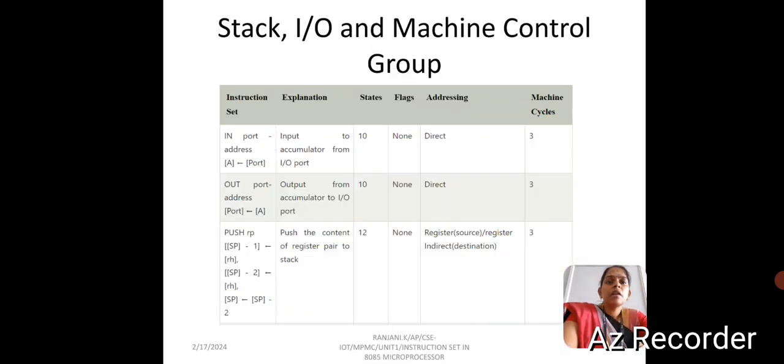Next let us see the stack, IO and machine control group. Here IN port address represents input to the accumulator from the input output port. Next is OUT, which outputs from the accumulator to the input output port. Next is PUSH RP, which pushes the content of the register pair onto the stack. So this moves the content onto the stack.